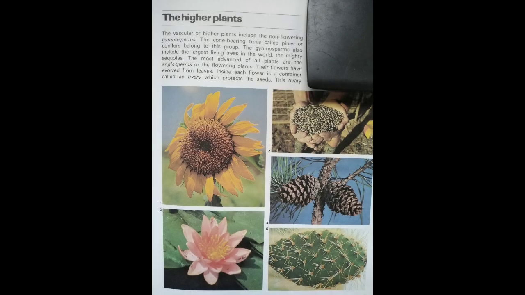The flowering plants, angiosperms, are a very diverse group, ranging from sunflowers to water lilies and cacti. All these plants develop from a fruit, or ovary, containing seeds. However, the pine and other conifers, gymnosperms, have naked seeds, which are borne in cones.